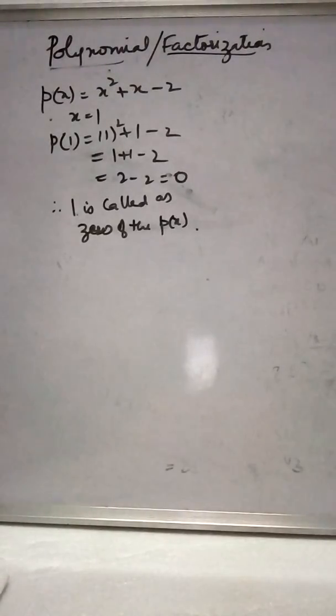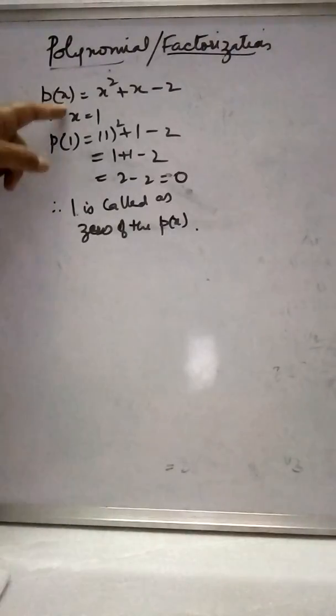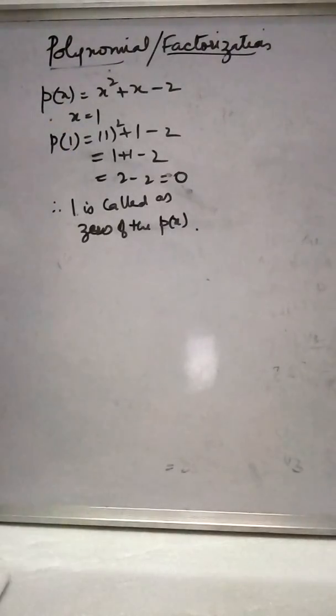So we can say in general that the 0 of a polynomial p of x is the value of x for which p of x is equal to 0. So I can even say that 1 is called the 0 of the polynomial p of x. It is the value of x for which p of x is equal to 0.